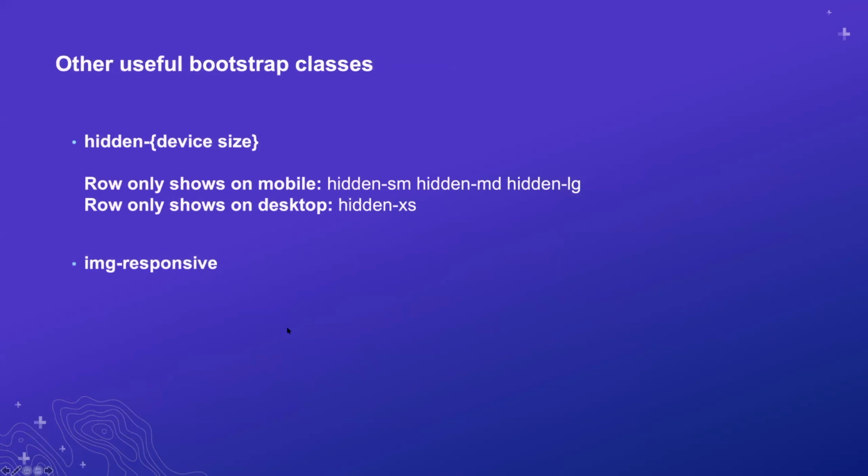Here's that hidden class that I just showed you. Good idea to show and hide rows and do things like that. You can also use that on your custom HTML to get better mobile support. The other one that's good to know is image responsive, which makes the image fill the Bootstrap container and respond to the changing shape of the container as it goes down on a mobile phone.